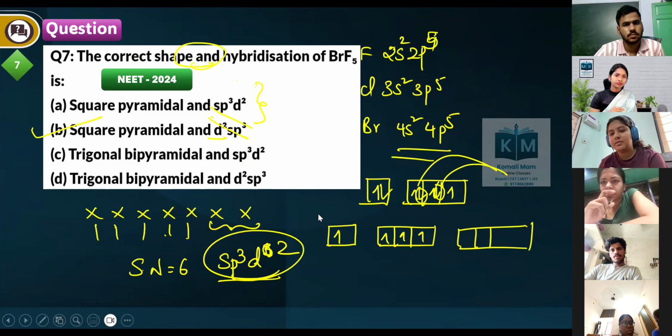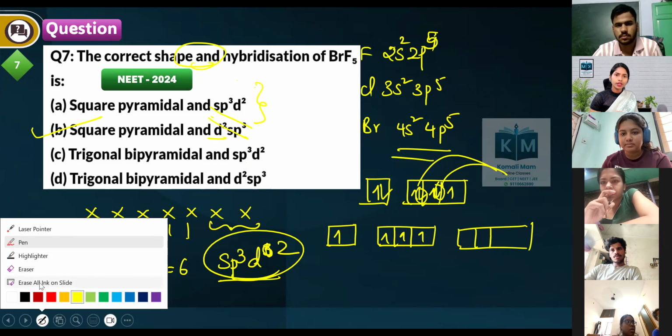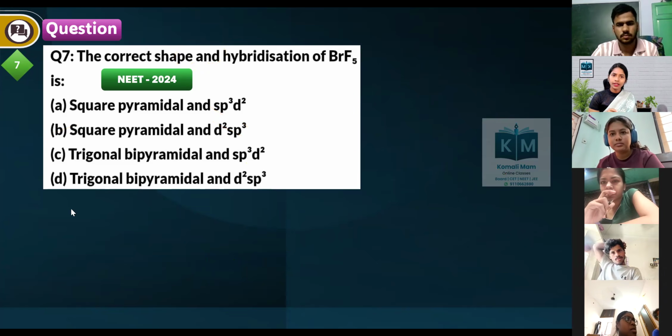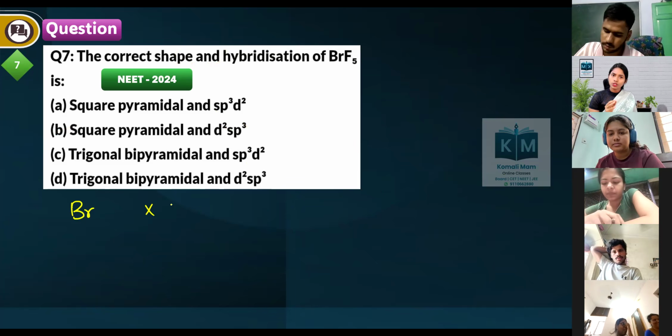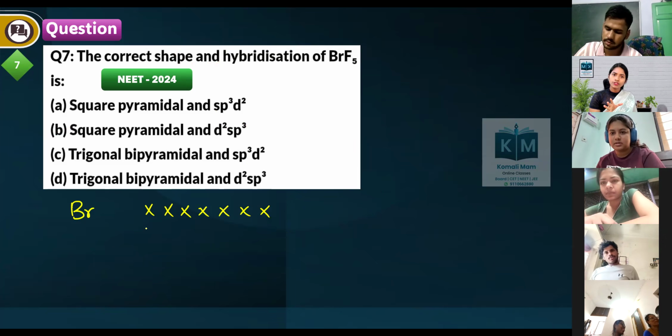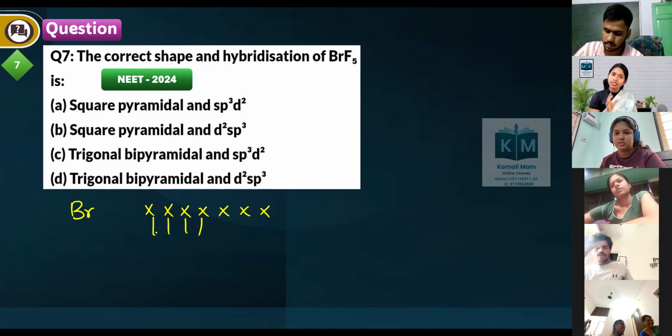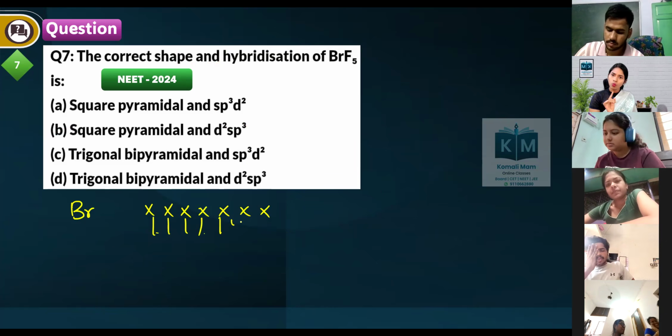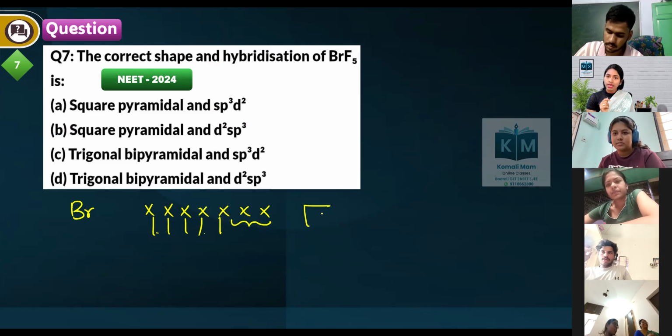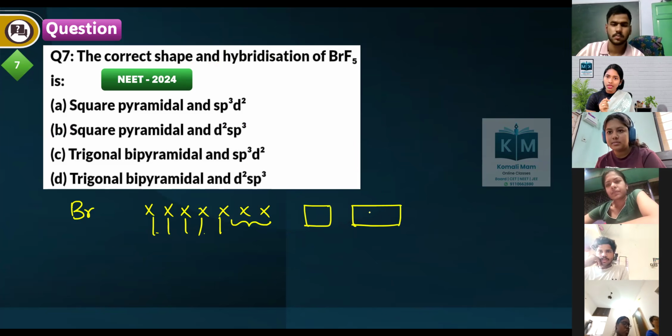One second. See, all of you, BrF5, right? Bromine has a total of 7 electrons: 1, 2, 3, 4, 5, 6, 7. Each fluorine shares a single electron, 5 in total. One lone pair is left. So this lone pair, and s, 3 p's and an empty d.